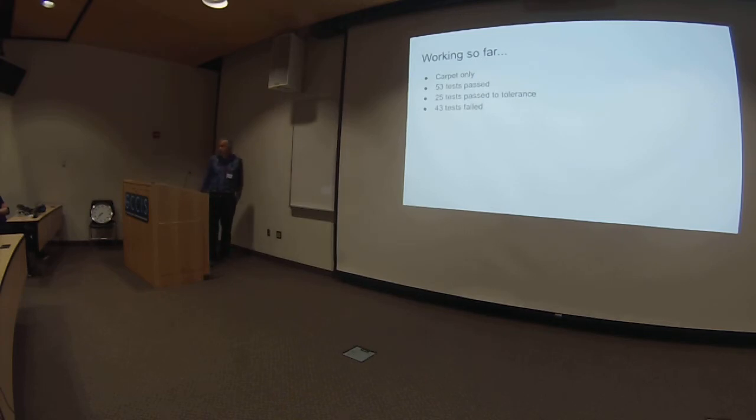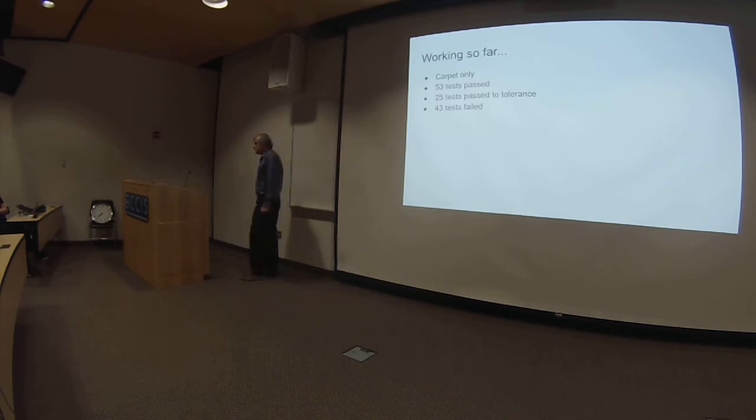So, what have we got working so far? This represents an Einstein Toolkit build without Pug enabled. In that circumstance, 53 of the tests in the test suite pass. We have 25 tests that pass to tolerance, so that's still passing. And then we have 43 tests that actually fail. If you look at it that way, that sounds really great. Unfortunately, AMR is one of these things that is really the problem. It's spotty at the moment, and is also the most important thing. So there's clearly a significant amount of work left to do.